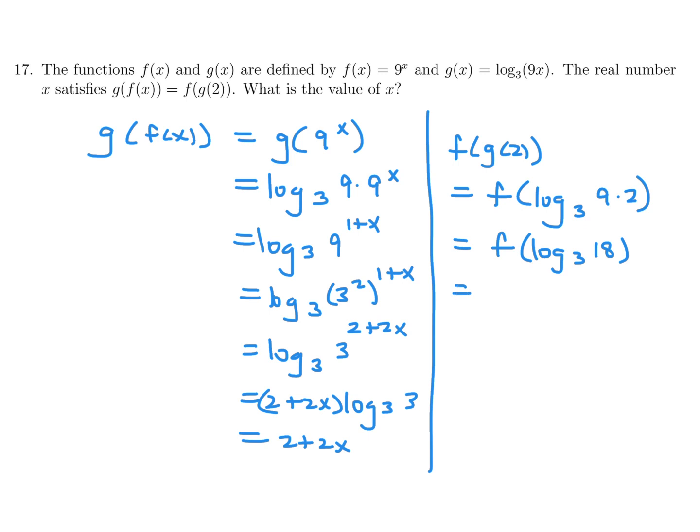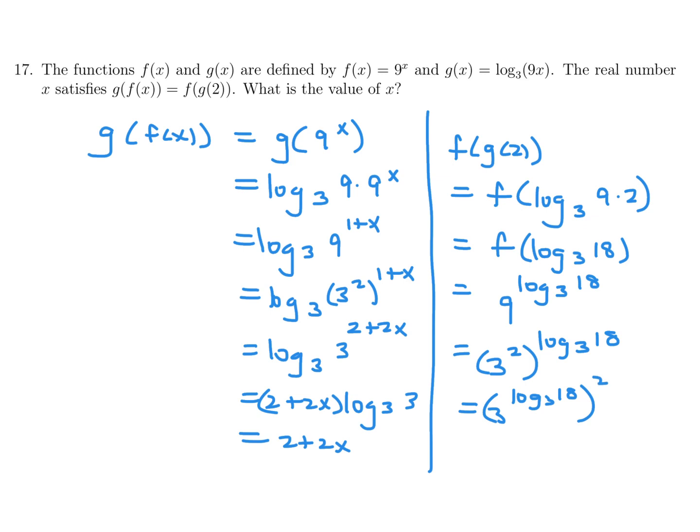And then now we can use the function, 9 to the power of log 18 to the base 3. And then let's switch that to a 3 power. So that's going to be 3 to the log of 18 to the base 3, all squared. And then there's a log rule. Some of you may remember, some of you may not. That log rule is that if you have a to the log of k to the base a, that is equal to k. So if you use that, that's just going to be 18. And then therefore that's 324.